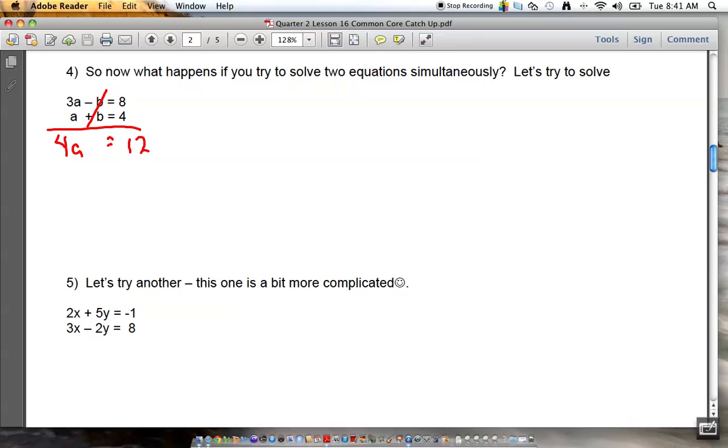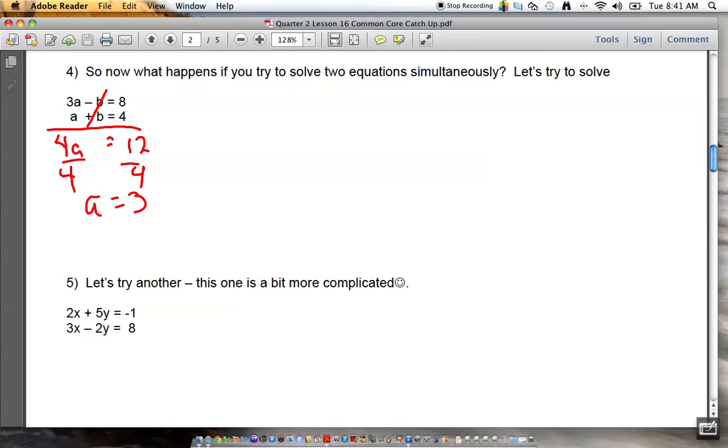It's so beautiful because I got rid of one of the variables. Now, because I got rid of that variable and I only have one letter in a line, I can solve. What does A equal? 3 divided by 4. A is 3. Okay, great.